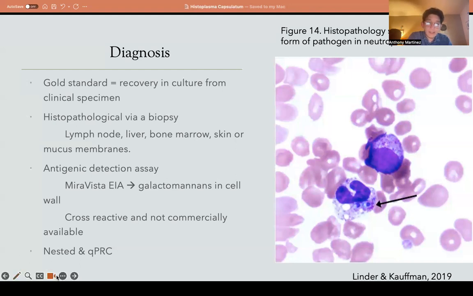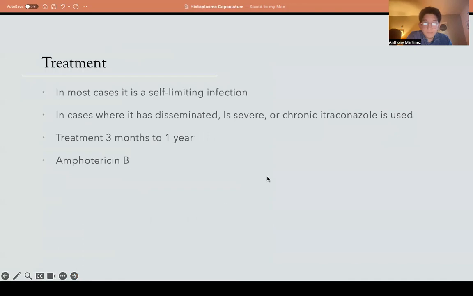And then, of course, the more modern nested and qPCR techniques looking for specific genes from this pathogen, amplifying those. If you amplify it, you got it. So that one I think is the best one, only because it's so fast. Designing your primers is really easy. You can get those pretty quickly, and you can make them unique to specific genes that would only be found in this organism, which makes it much more selective rather than this MiraVista, which can cross-react and give you false results. The treatment is pretty simple.